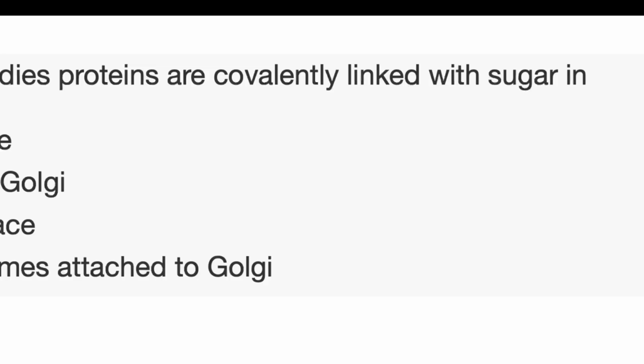A. Cis phase. Option B. Medial Golgi. Option C. Trans phase. Option D. Ribosomes attached to Golgi. In which of these compartments in the Golgi do you think proteins are covalently linked with sugar? Let me know your answers in the chat box. I will wait for a minute and we'll quickly check the chat box and reveal what is the correct answer to this question.